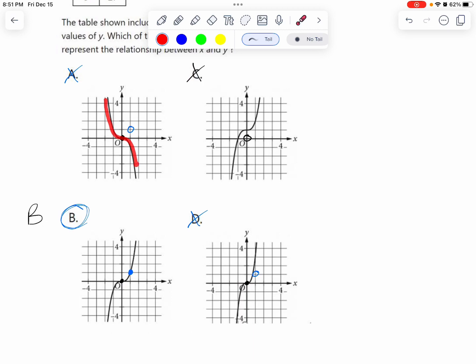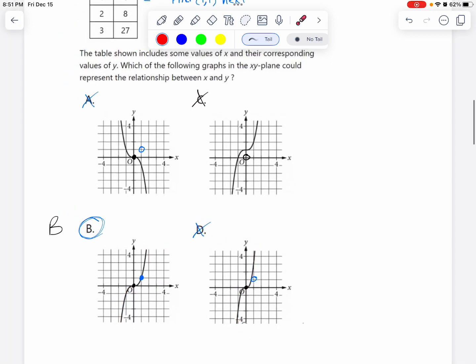This graph, it looks like it goes through 0, 0. This graph does not go through 0, 0. So I'm going to cross that one out. This one does, and this one does. I have little black dots at 0, 0. So I eliminated one answer choice.